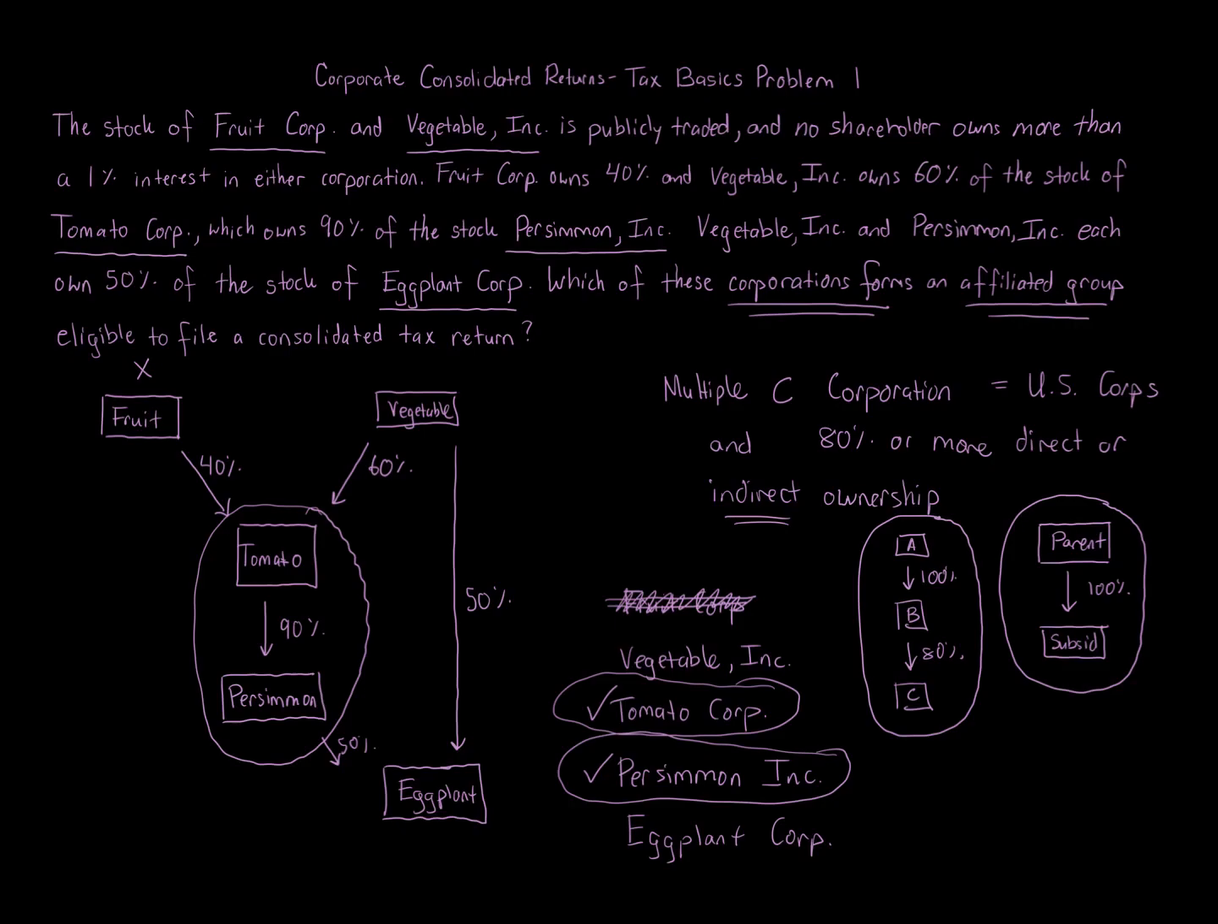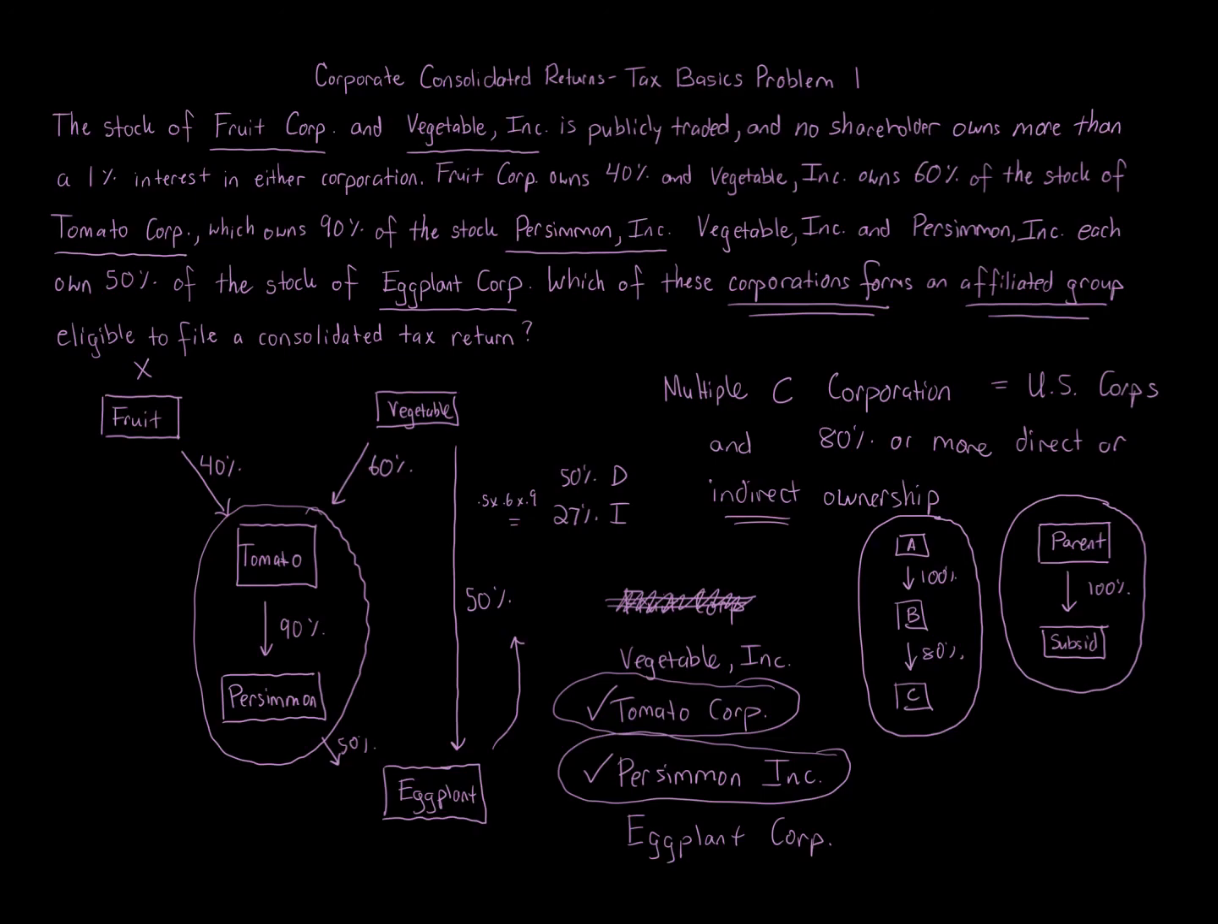Okay, and again, the way we got to 77% is 50% direct ownership, and the 27% indirect was the 50% that vegetable owns of eggplant times 60 is 30%, times 90 is 27. So that's how we got that, right? It's 0.5 times 0.6 times 0.9 equals 27%, if you go this way to try to get persimmon's indirect ownership. That's how we think about certain things in tax.